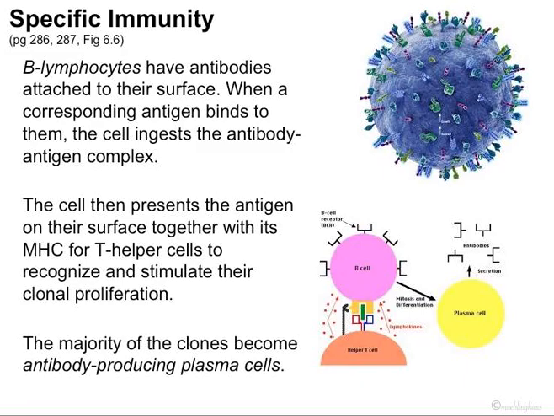B lymphocytes have antibodies attached to the surface, and when a corresponding antigen binds to them, the cell ingests the antibody and antigen complex, and then presents that on the surface, which is what I've mentioned previously. That is what then combines with an activated T helper cell, and when both the activated T helper and the activated B plasma cell combine, we are ready to make many antibodies and proliferate them greatly, and therefore try to render that invader harmless as fast as possible.